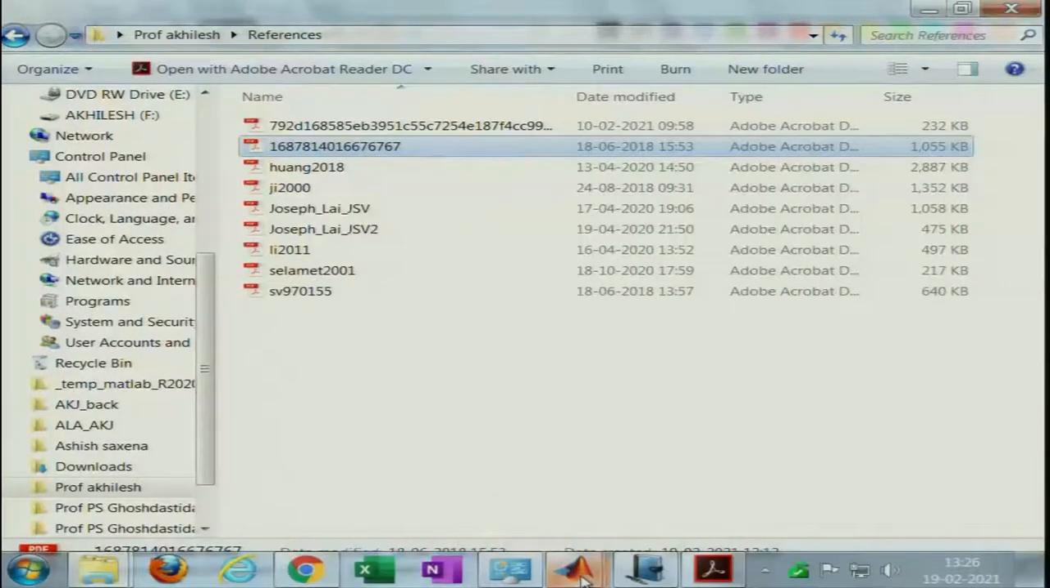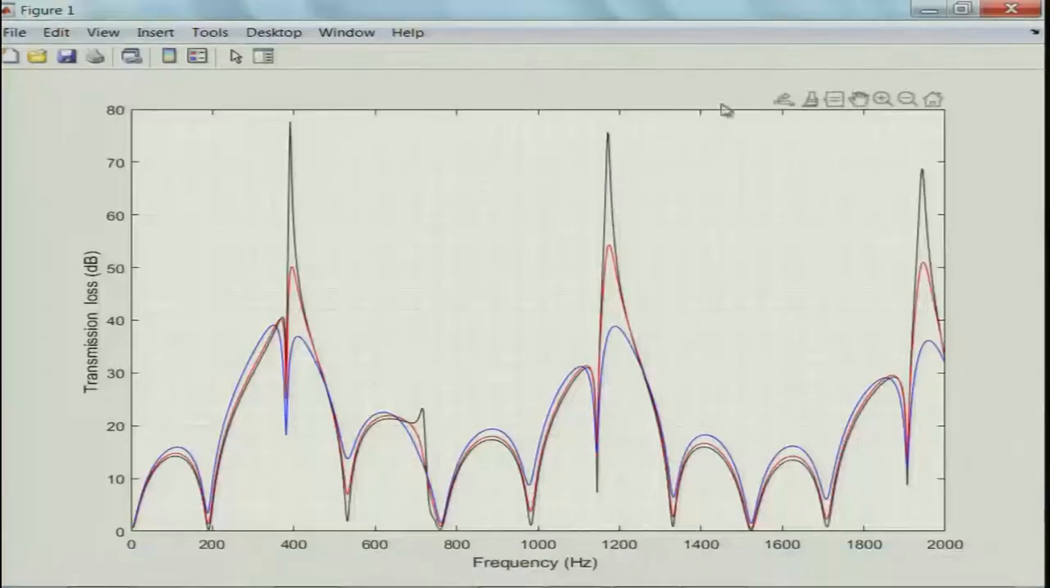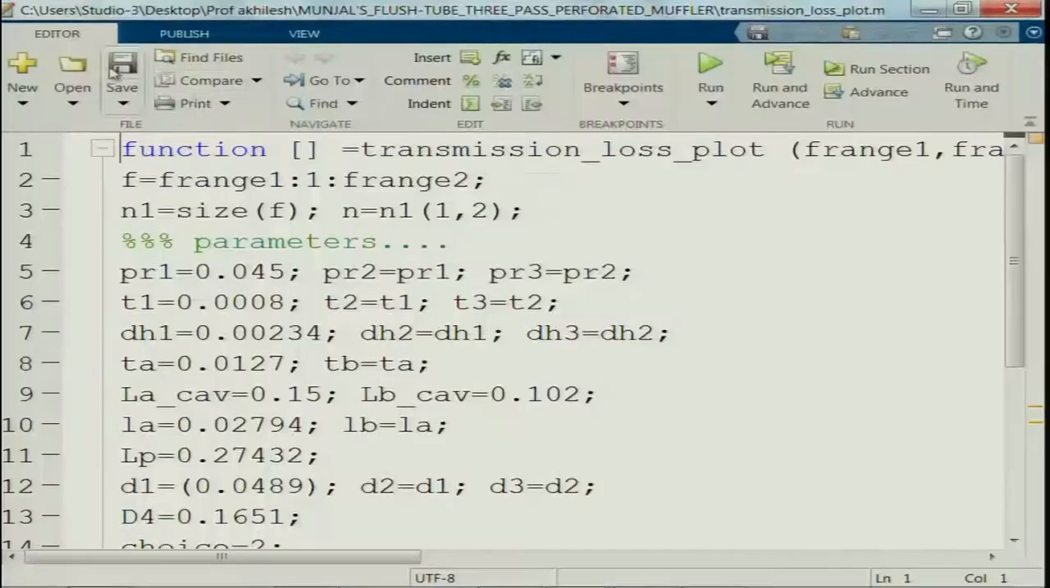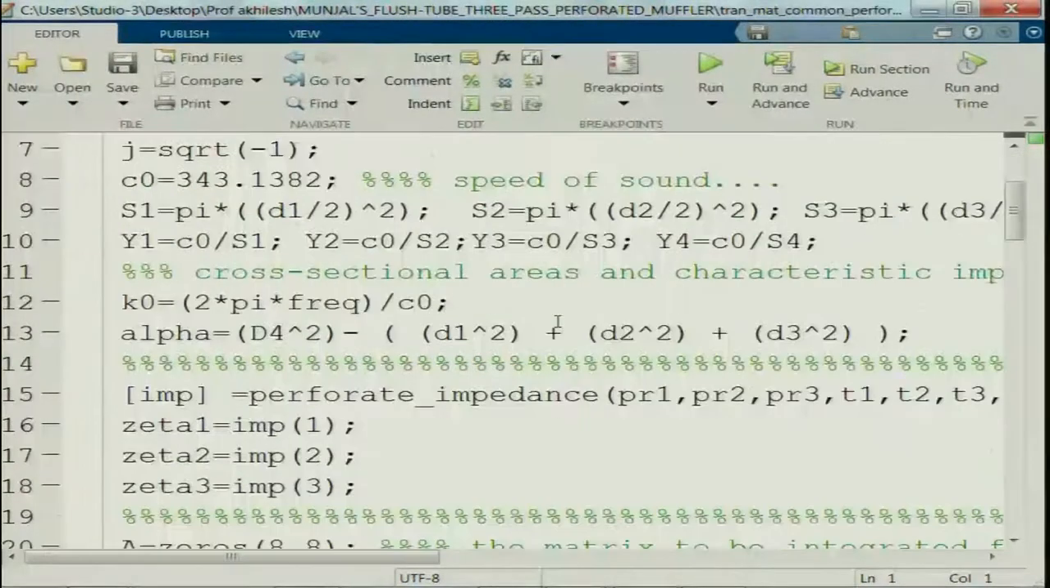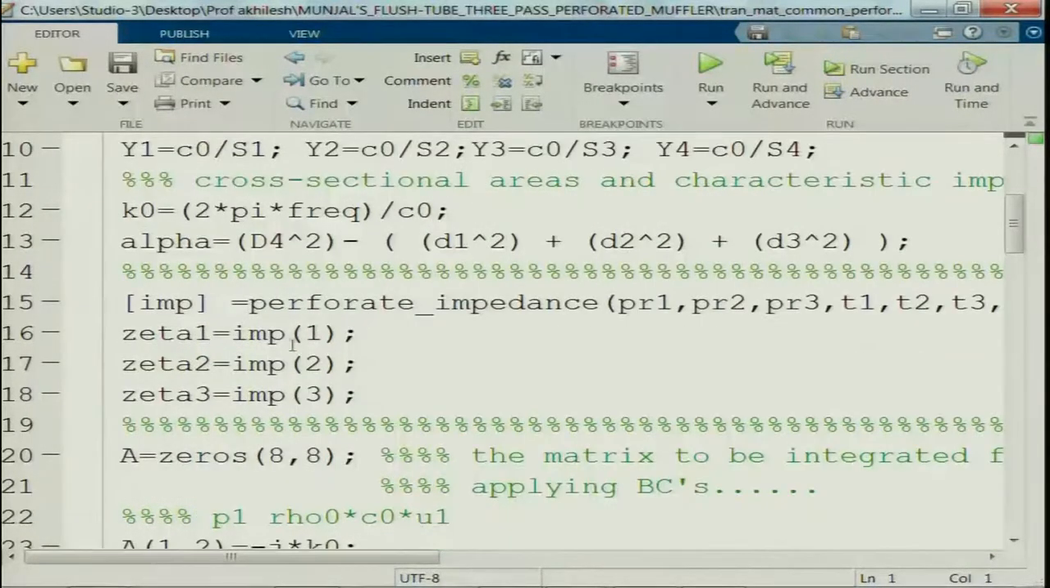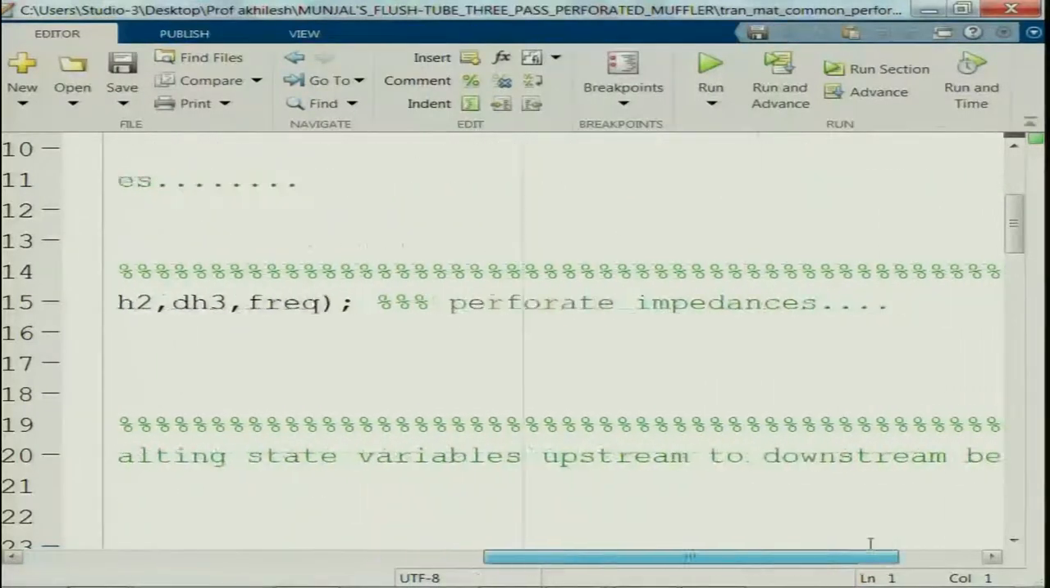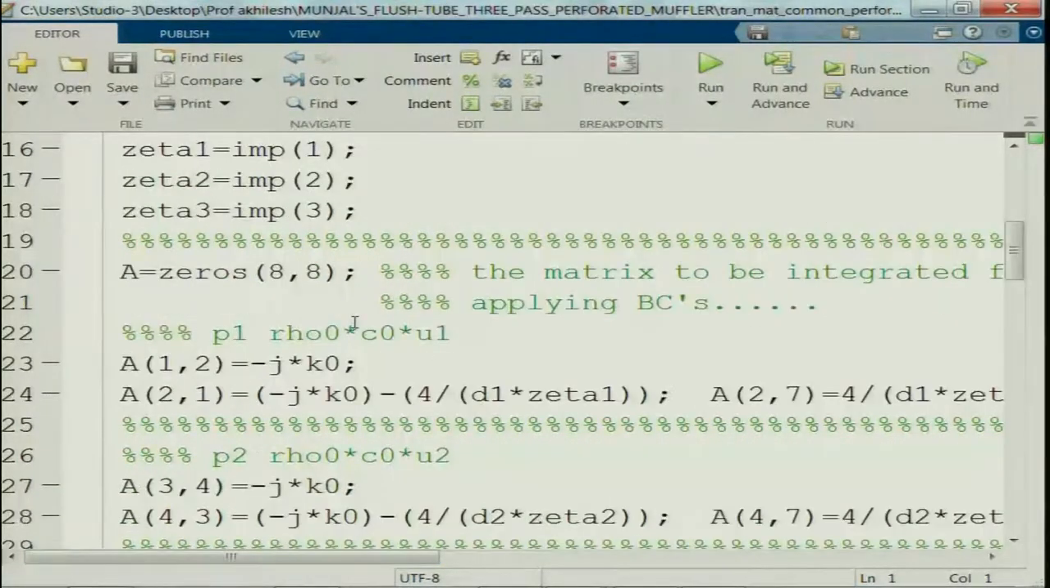So, what we will do is quickly jump on to a MATLAB code. Let me also open the common perforated code. Carefully have a look at these standard parameters; by now you should be familiar with them. Alpha is some value I used in the last code, the net effective annular area, and this is the perforated impedance.